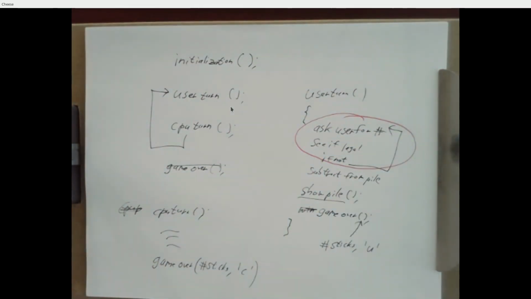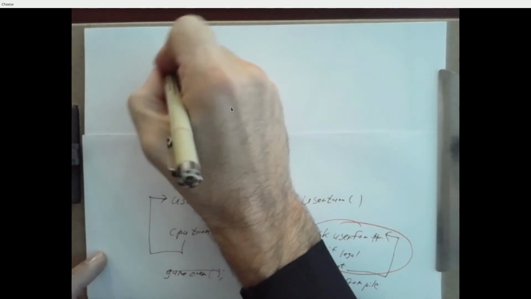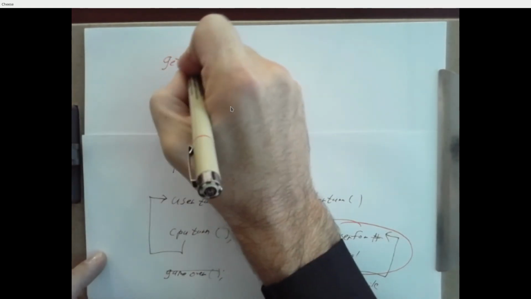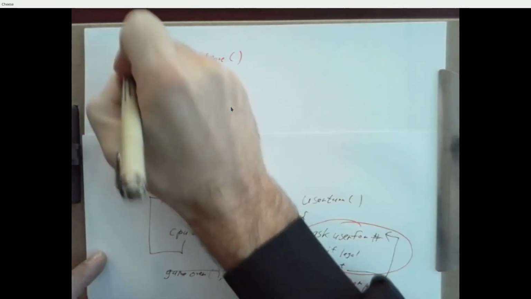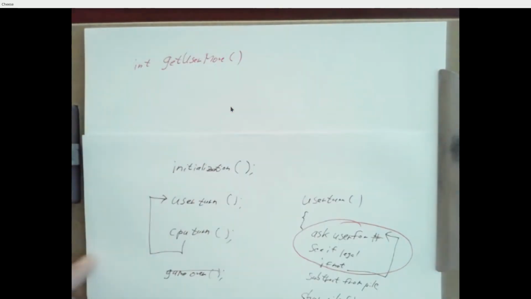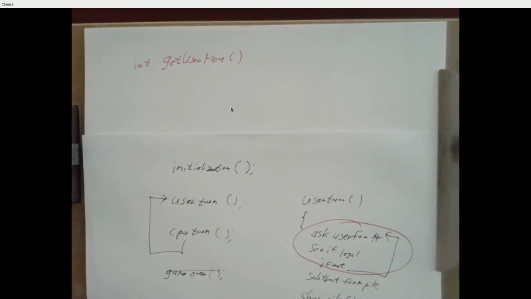ask user for a number, see if it's legal. If it's not, remind them what the choices are and ask again. That's going to go in here. Let's modularize that. So we can write a function which is get user move. And maybe this is going to return an integer. And that integer is going to be a 1, 2, or 3. That tells me how many sticks the user wants to take.